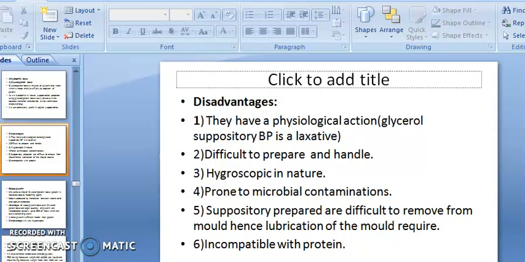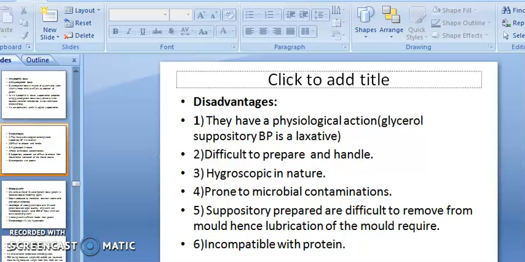Then the disadvantages of glycerogelatin base. They have a physiological action. Glycerol suppository BP is a laxative, since glycerol acts as a laxative which leads to laxative action when administered rectally. It is difficult to prepare and handle. While preparing the suppository with glycerogelatin base, it is difficult. It is hygroscopic in nature, it absorbs water. It is prone to microbial contamination, as it contains water, and water is responsible for the growth of microorganisms.